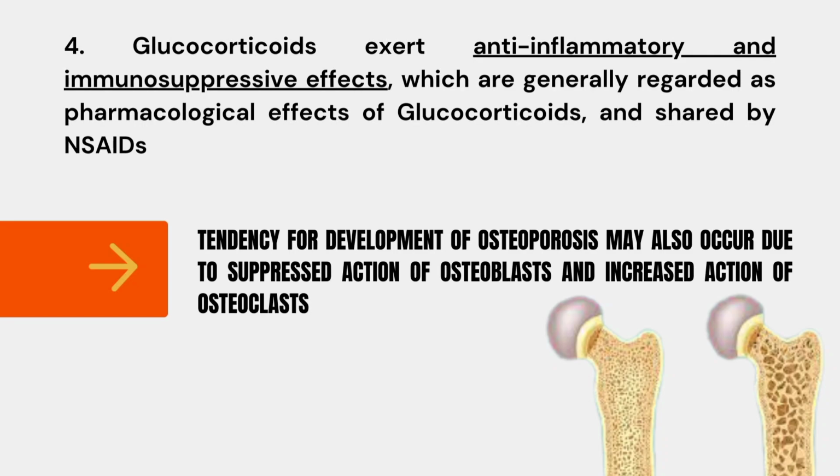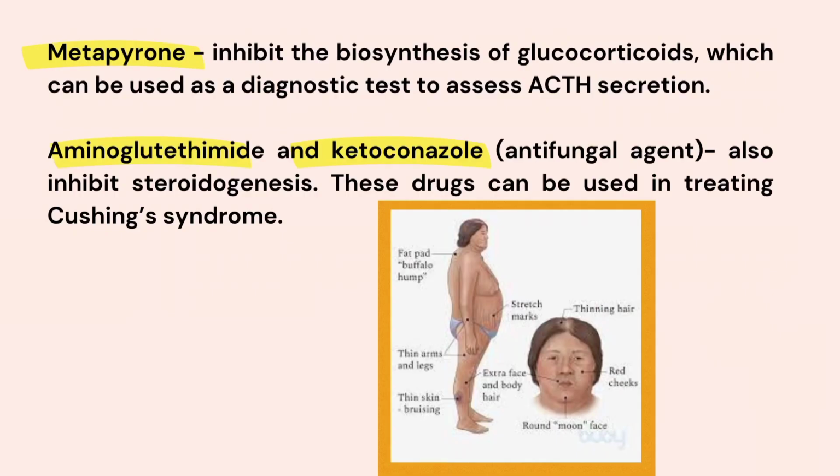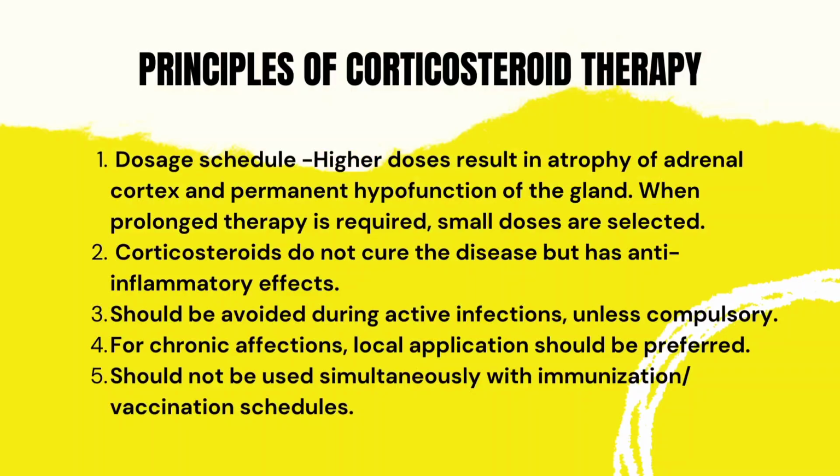The biosynthesis of glucocorticoids is inhibited by metyrapone, which can be used as a diagnostic test to assess ACTH secretion. Aminoglutethimide and ketoconazole also inhibit steroidogenesis. These drugs can be used in treating Cushing syndrome.